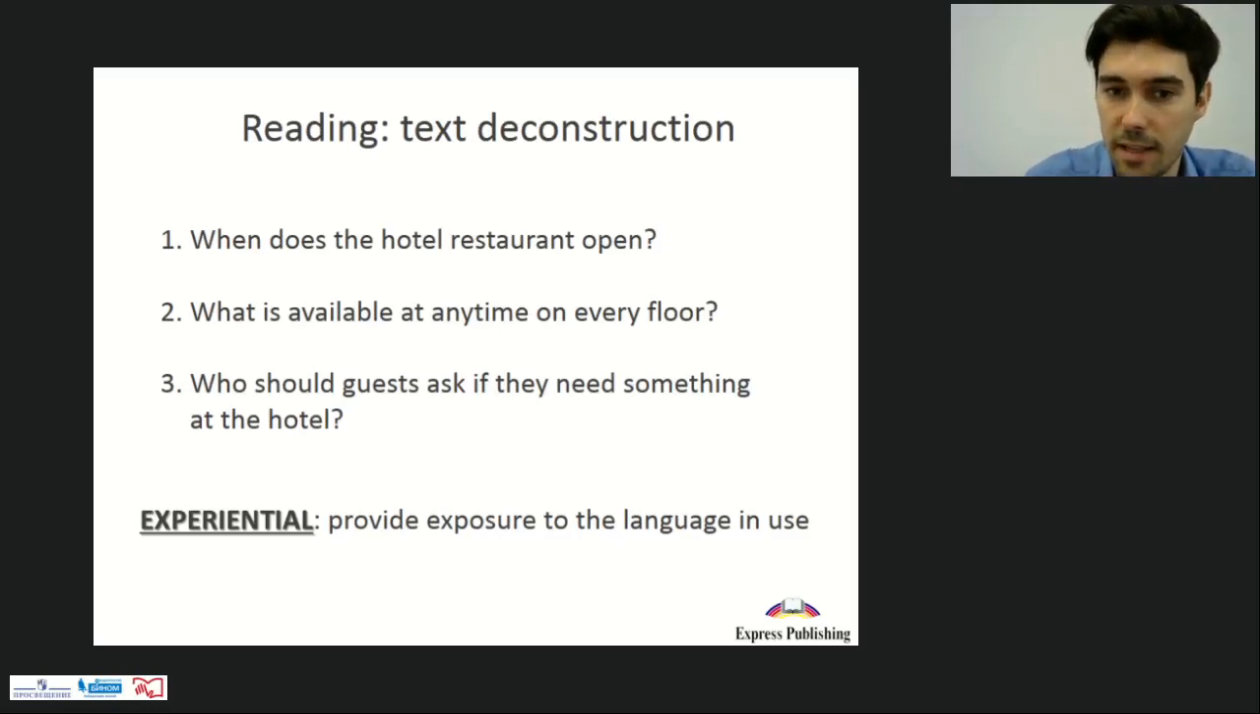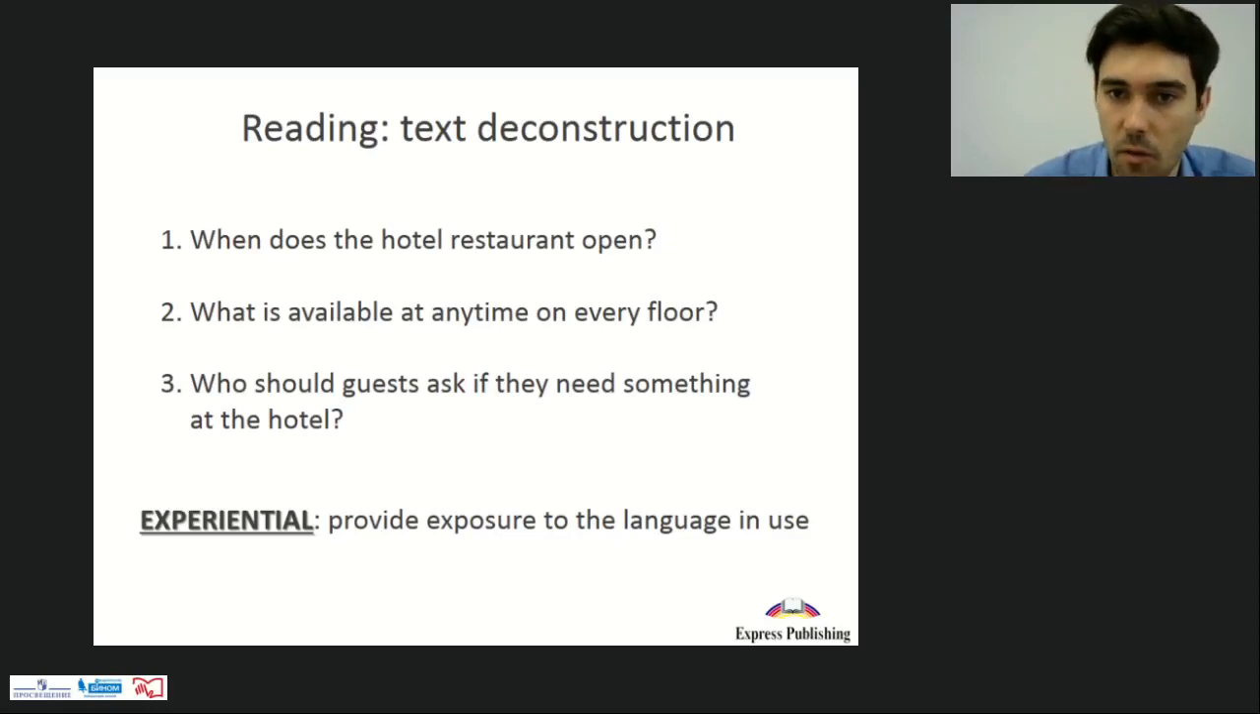They're using a realistic text to answer questions that perhaps customers or guests would ask them in their place of work. You could imagine a guest asking a hotel manager or hotel staff, when does the hotel restaurant open? So the learners are using the text as a way to get these skills for their future job.